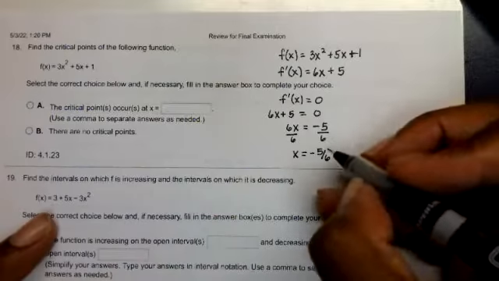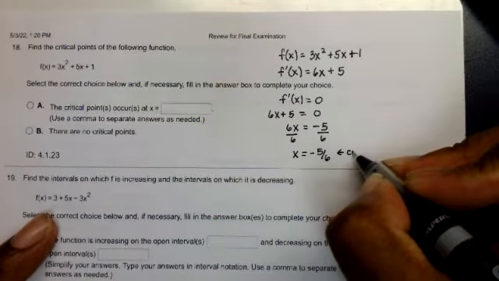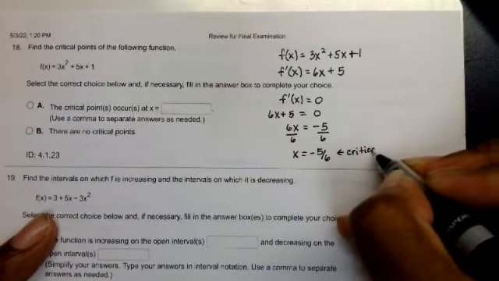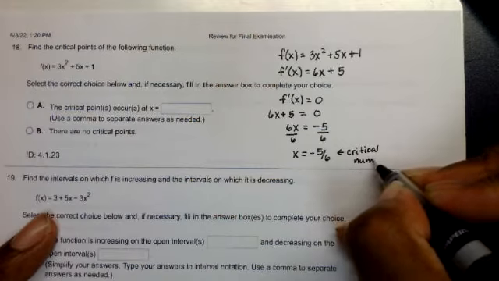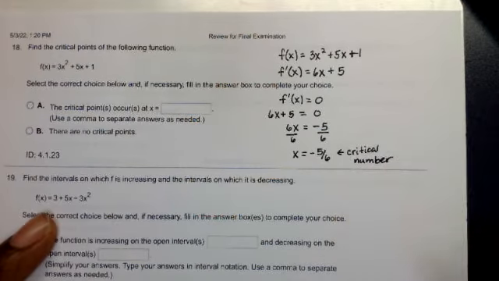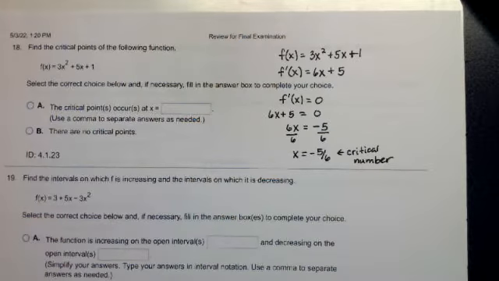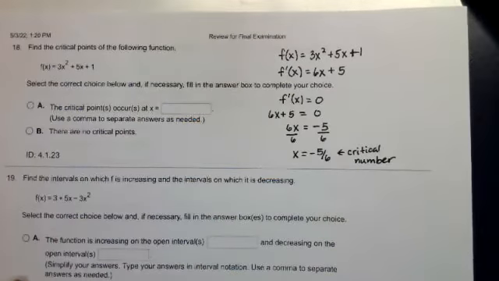So this is what we call our critical number. In this case, the critical point occurs at x is equal to negative 5/6. And that's all there is to it, because that's all they're asking for. Take the first derivative, set it equal to 0, solve for x, for the x value of your critical point.